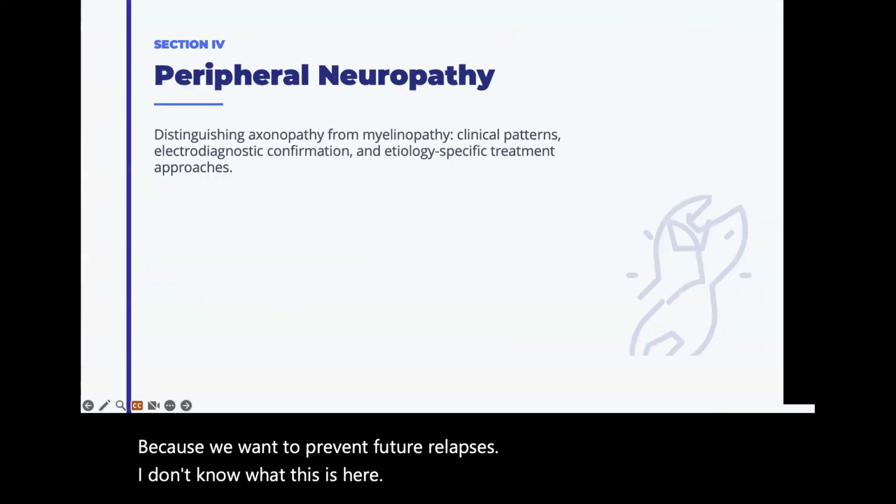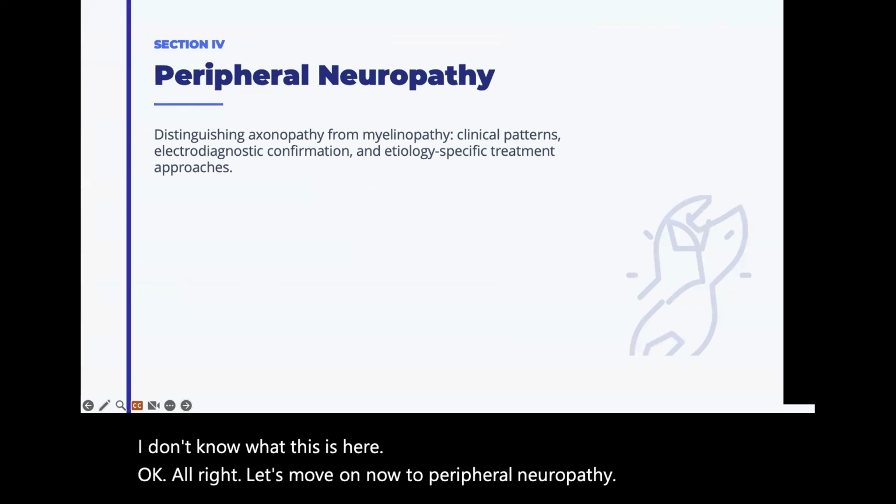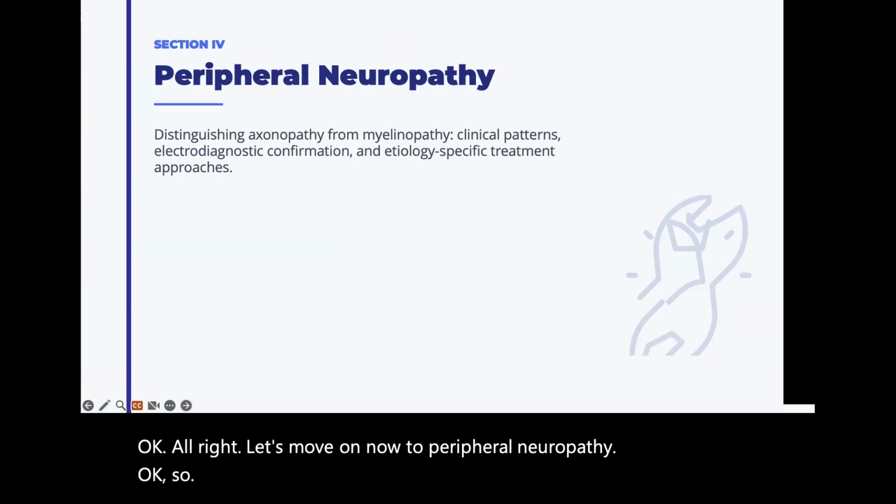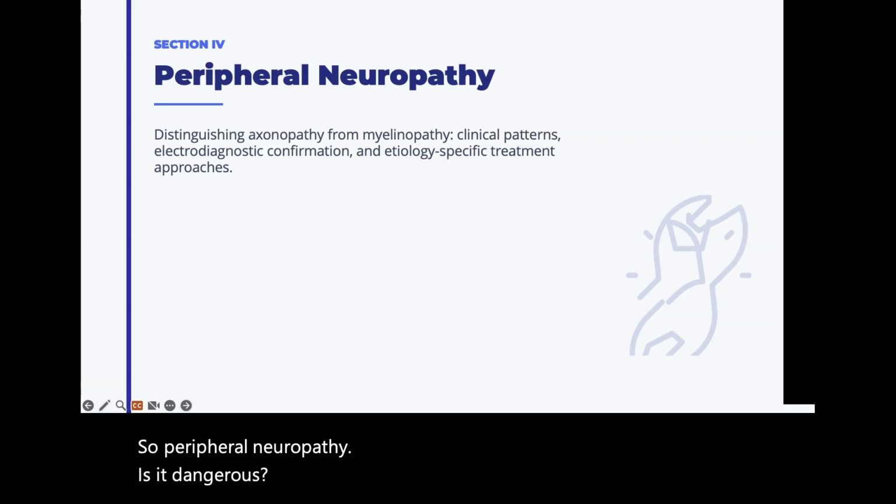Okay. All right. Let's move on now to peripheral neuropathy. So peripheral neuropathy, is it dangerous? Is it systemic? And what's the underlying pattern?